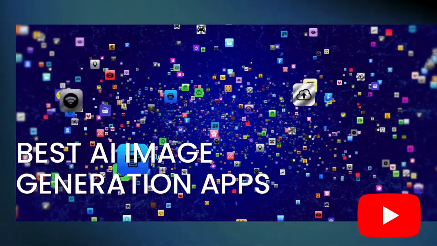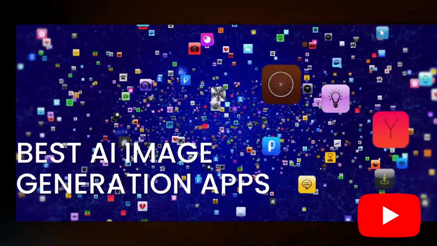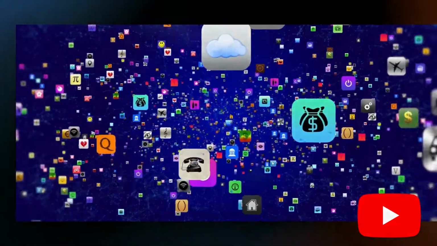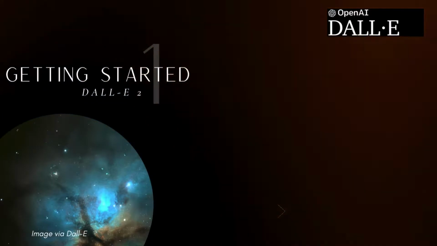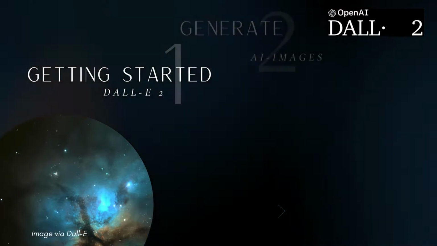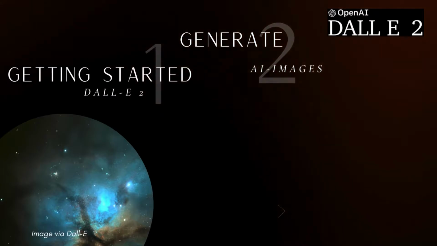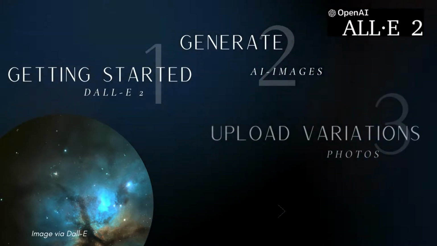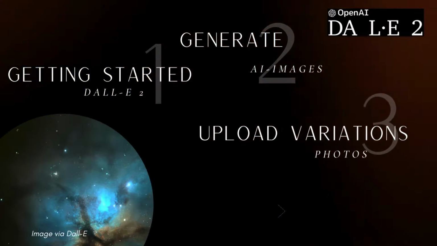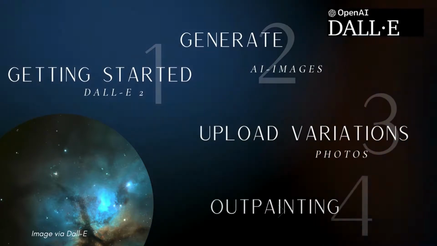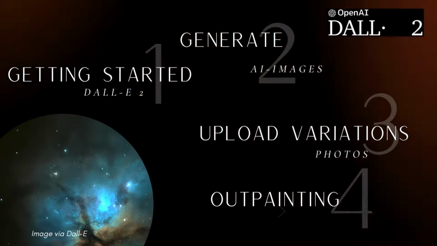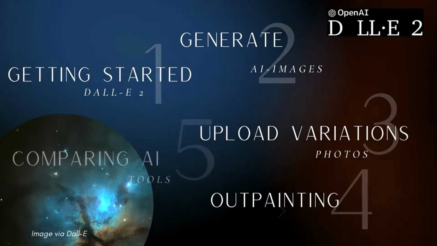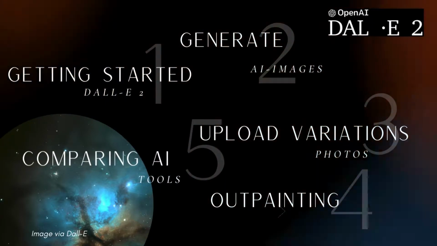As of the end of September 2022, the waitlist is a thing of the past. Now everyone can use Dall-E. In this video, I'll show you how to get started with Dall-E. We'll cover how to generate AI images and how to make variations of your own photos. Then we'll take a deep dive into using Outpainting, one of the more popular features in Dall-E. And finally, I'll compare Dall-E with similar tools like Midjourney and Stable Diffusion.